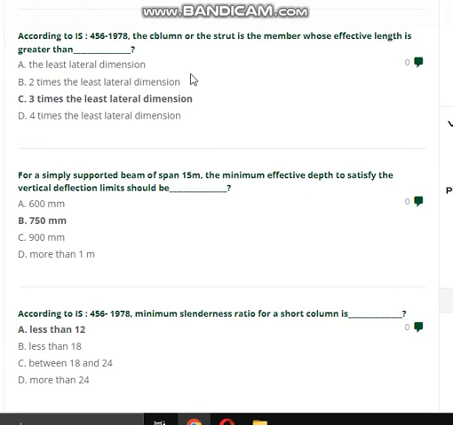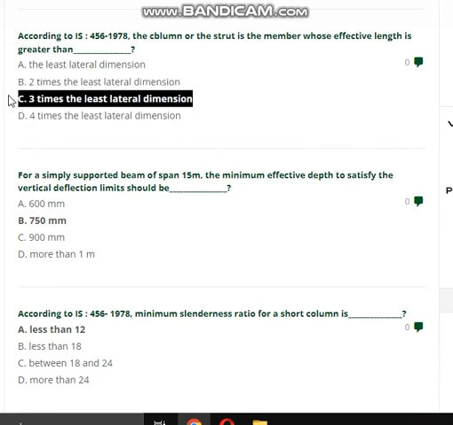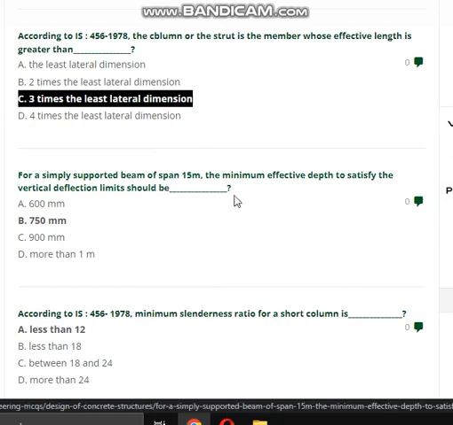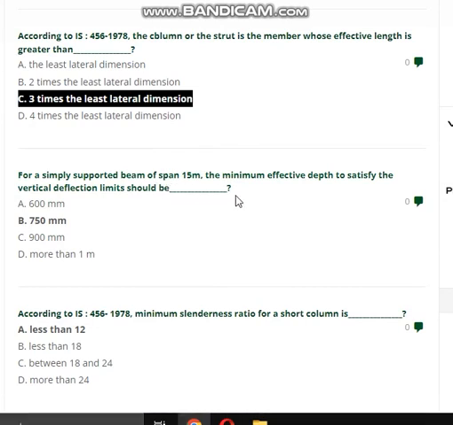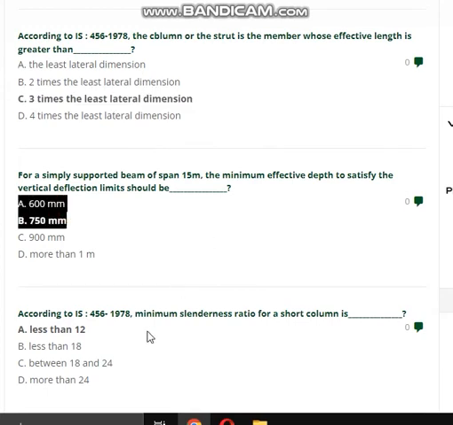According to IS 456-1978, the column or strut is a member whose effective length is greater than 3 times the least lateral dimension. For the simply supported beam of span 15 meters, the minimum effective depth to satisfy the vertical deflection limit should be 750 mm. According to IS 456-1978, maximum slenderness ratio for short column is less than 12.